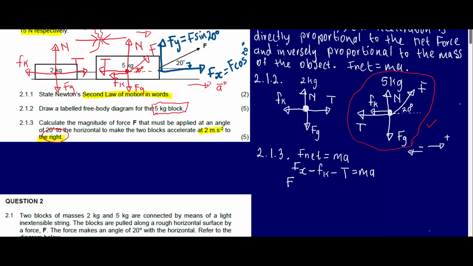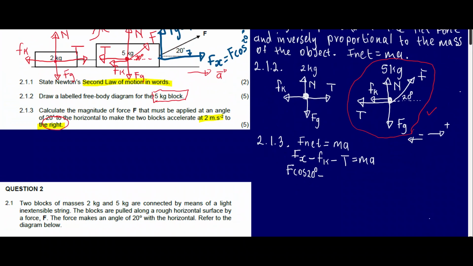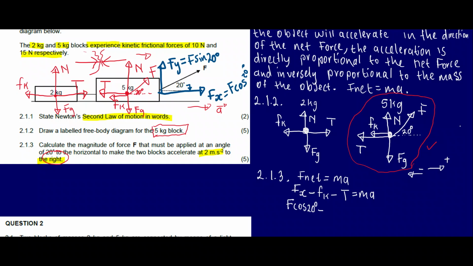So what is Fx? Fx is the force F times cos 20 degrees, minus Fk. What is Fk? The Fk was given for the 5 kg block. You can go and check on the question there. We saw that it was 15. So we're just going to put 15 there for the 5 kg block, and then minus the tension equal to the object's mass, which is 5 kg, times not 9.8, but the actual acceleration of the block.